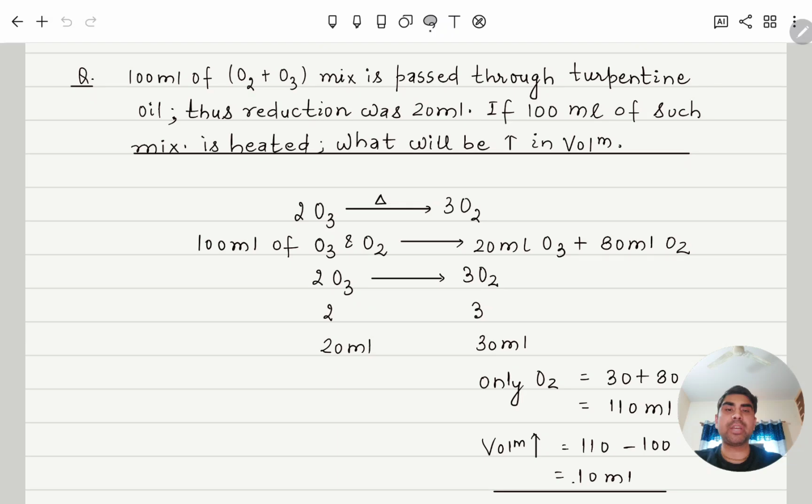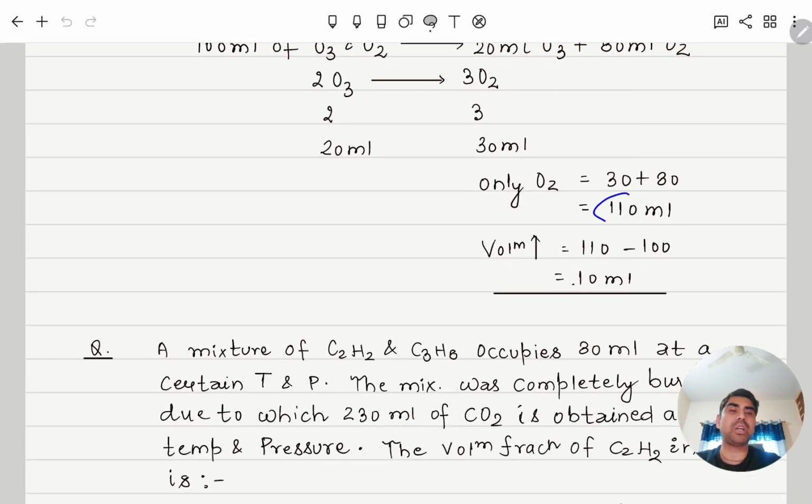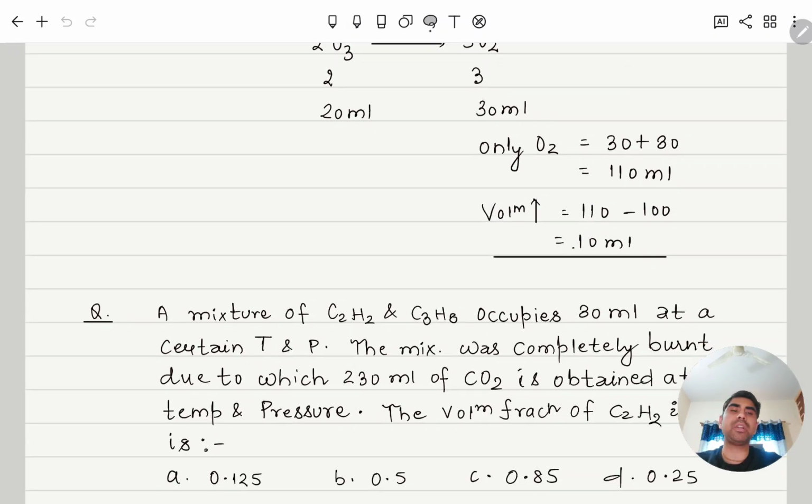Here, when you are heating O3 or such a mixture, what will happen? O2 will not dissociate; O3 will dissociate into O2 plus O. So on heating, O3 will break down into O2: 2 moles forming 3 moles. So the 20 ml which was absorbed, as per 100 ml, on heating will become 30 ml. So the remaining 80 ml of O2 plus this 30 ml, because we are heating such a mixture only, so overall O2 is how much? 110. So the total change in volume is 10 ml, that is 110 minus 100.